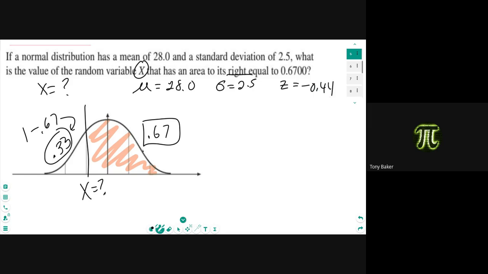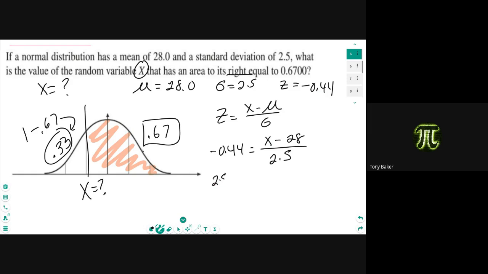Okay, so let's plug in my formula, and we'll remember the formula. So I know negative 0.44 equals X minus 28 over 2.5. This will probably be the extent of the algebra you're going to do in this class. Does anybody remember how to solve an equation? Correct. Let's get rid of the 2.5 first.